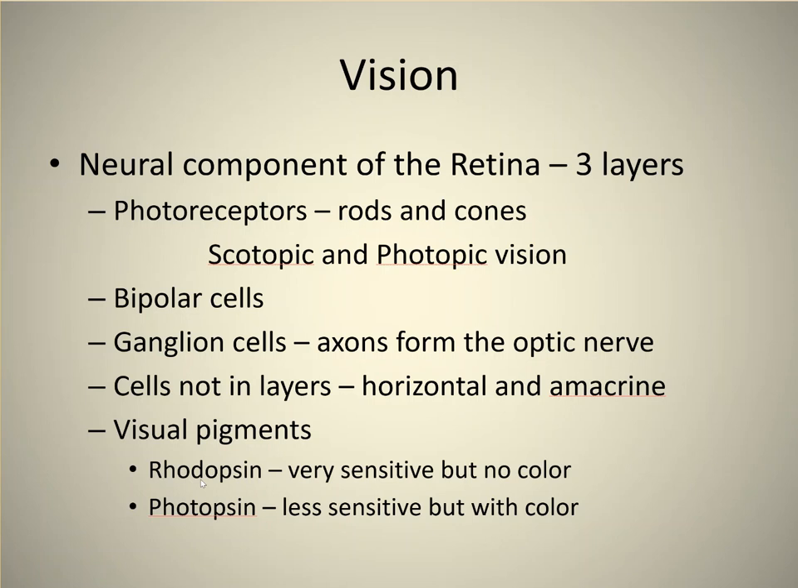visual pigments that are combinations of a vitamin A derivative and a protein. In rods, it's called rhodopsin. It's very sensitive to light, but no color. That's why you can't really see colors at night. Photopsin, this is in cones, it's much less sensitive to light, but you get color with it, and you get more accurate vision with it as well.